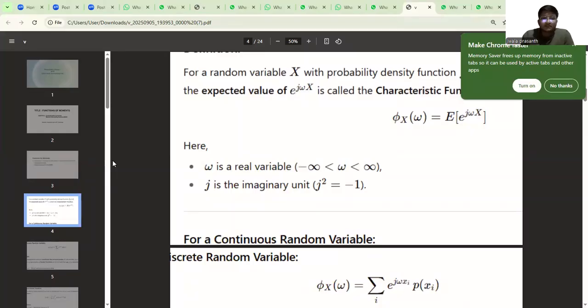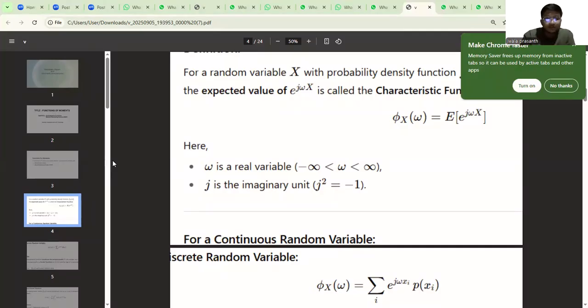Characteristic function definition: for a random variable X with probability density function f(x), the expected value of e power j omega x is called the characteristic function. Phi of X of omega is equal to E of e power j omega X. Here omega is a real variable, minus infinity less than omega less than infinity. j is the imaginary unit, j square is equal to -1.